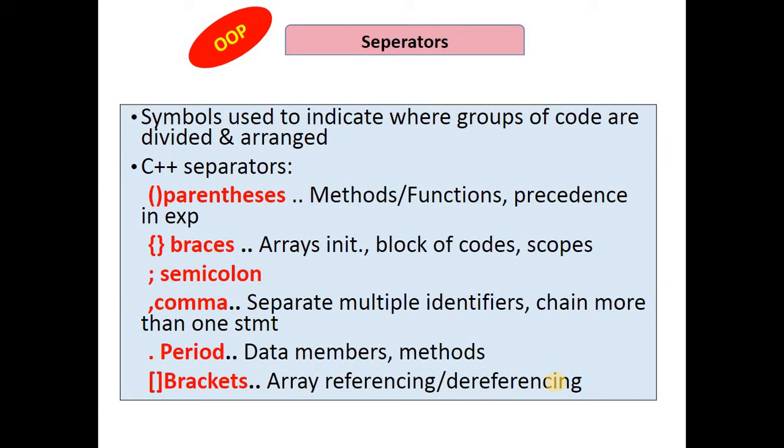Dot, that is a period, can be used for data members or member functions. Then you have square brackets which are used for array referencing and dereferencing. So n number of separators are used differently for different purposes in C++.